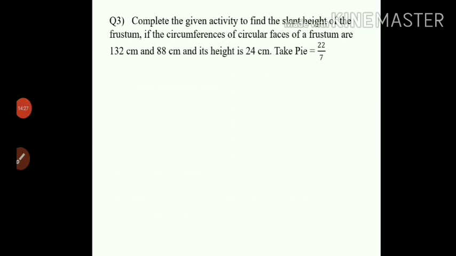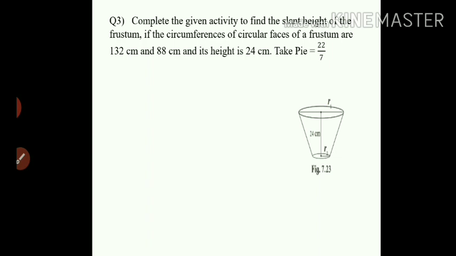Now we will move on to the last question, that is an activity. Complete the given activity to find the slant height of a frustum. You can see the given object is a frustum. Now see what is given. If the circumference of a circular face, now here circumference is given, are 132 and 88 centimeter and height is 24, pi will be 22 upon 7. Keep in mind that you have to find the slant height of a frustum. Here radius is not given.